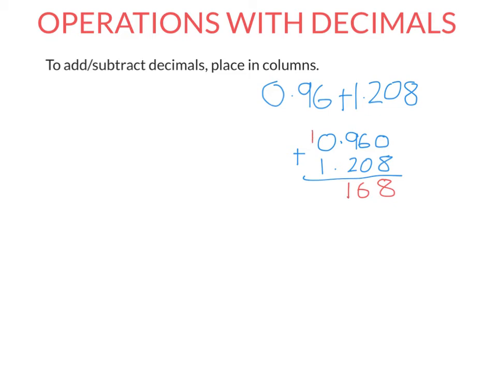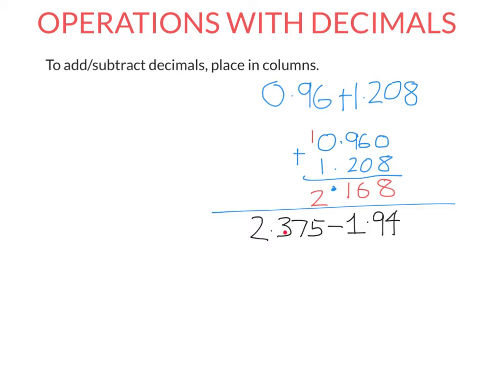Now, when you're adding or subtracting decimals in columns, you must make sure that the decimal point goes under the decimal points, all in a line like that. So now we have 1 plus 1 is equal to 2. So 0.96 plus 1.208 is 2.168. How easy is that? Let's look at a subtraction.